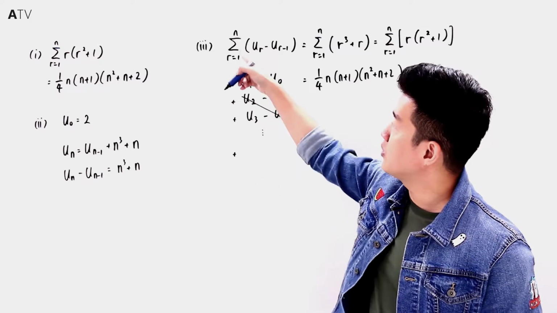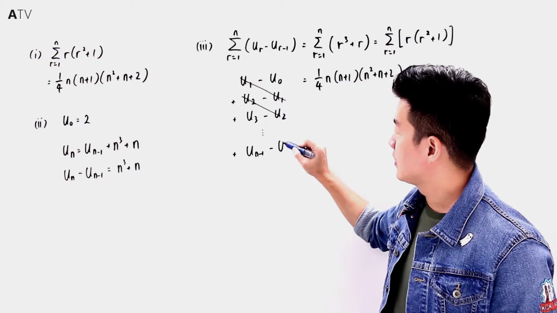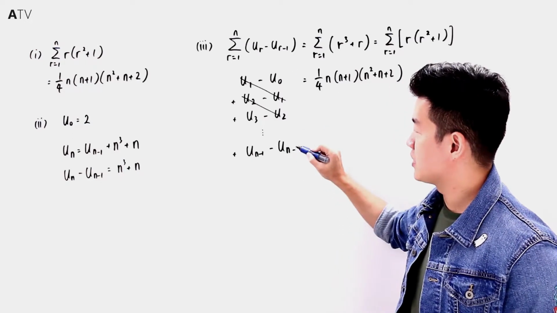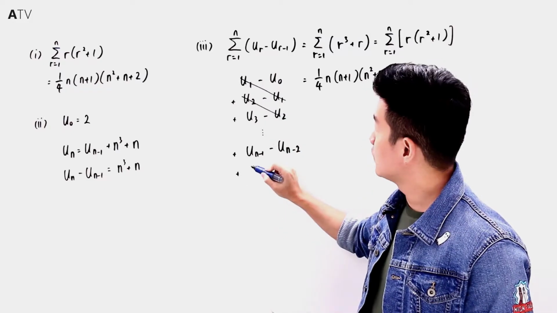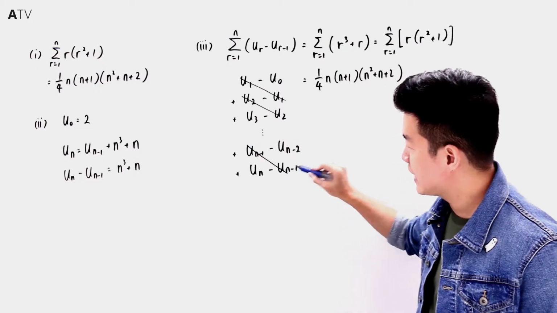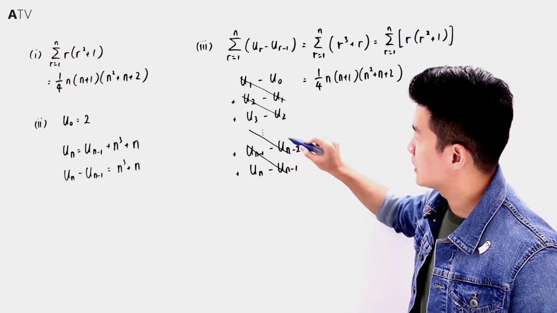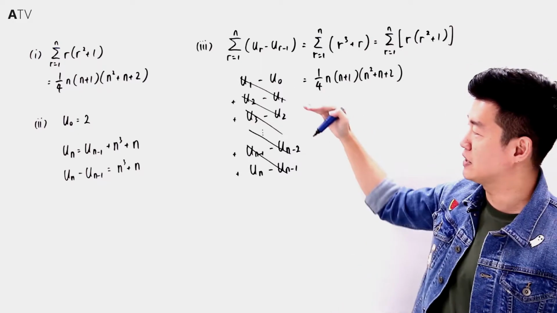And when I let r be equal to n minus 1, I have u_(n-1) minus u_(n-1-1), which will be u_(n-2). And finally, when r is equal to n, we have u_n minus u_(n-1). And we see this same pattern of cancellation here, so we can be pretty sure that in between they will all be cancelled off according to this pattern.